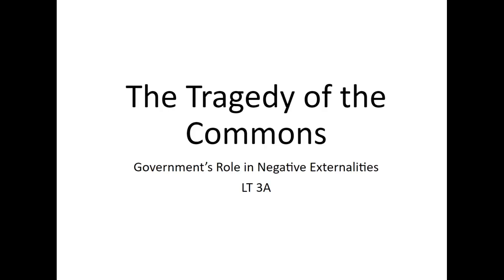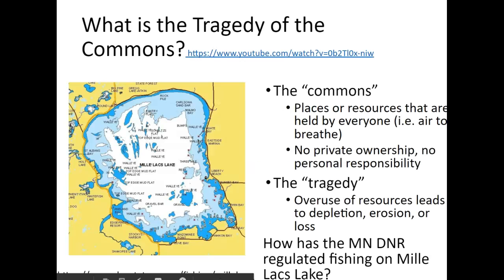This is a continuation of the discussion of the government's role in the economy. In particular, the tragedy of the commons refers to a negative externality. So let's go first by defining what that means exactly. First of all, the commons is a place or a resource that is held collectively by everyone. So air to breathe, for example.